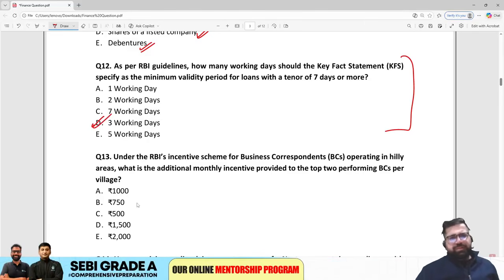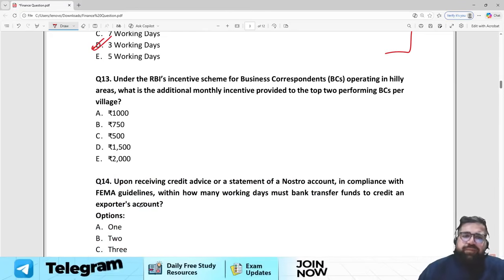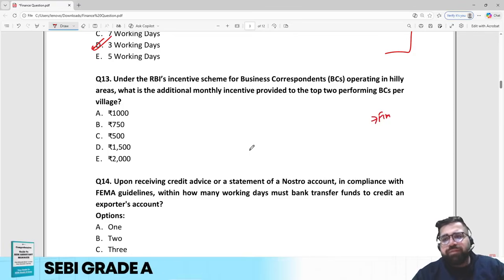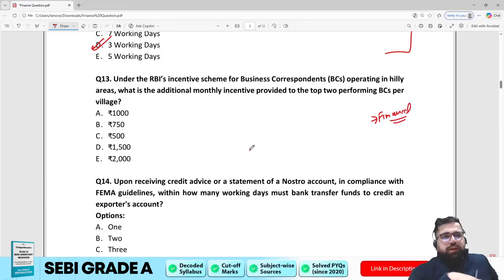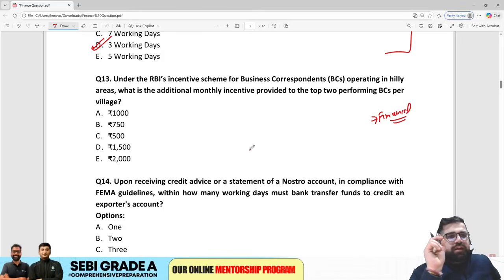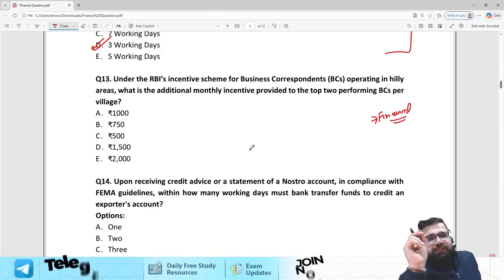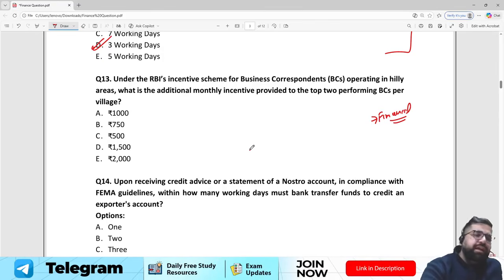Now, there is no logic to explain this because this is not a recent one. This is from last year. Under the RBI incentive scheme for business correspondents operating in hilly areas, what is the additional incentive provided to the top 2 performing BCs per village? Now, this question directly relates to your financial inclusion chapter, right? So do cover the recently updated national strategy for financial inclusion, right? But the question is specifically asking about the monthly incentive provided to the top 2 performing BCs per village. The correct answer was option number A.